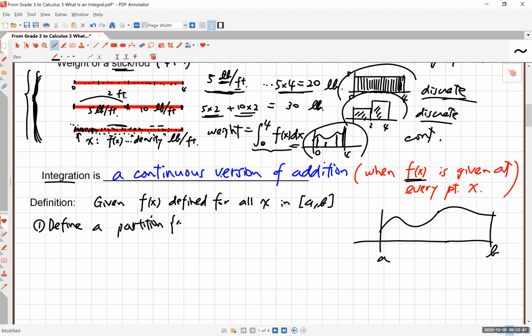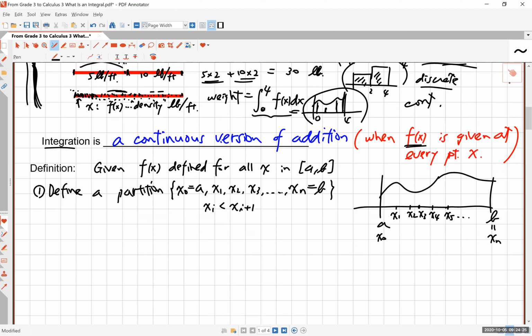We're going to let x naught be the starting point. This is x naught. And then you have x1, x2, x3, all in ascending order, and it goes up to xn, which is b. We insist that xi is less than xi plus 1. We don't even have to make them of the same length. I'm just defining this in the most general case, and the last one is x sub n. So now we have n subintervals. This is called a partition.